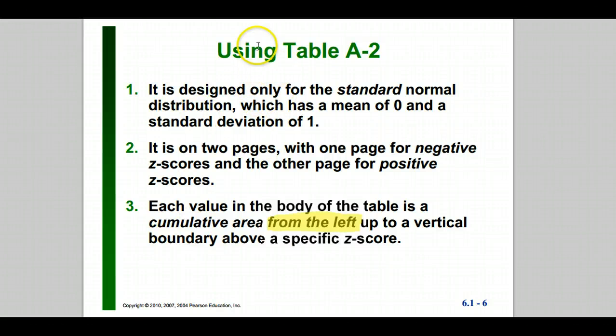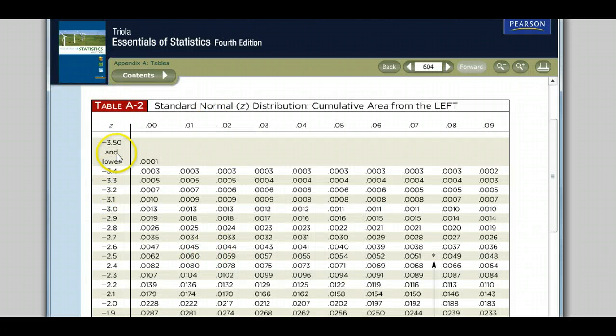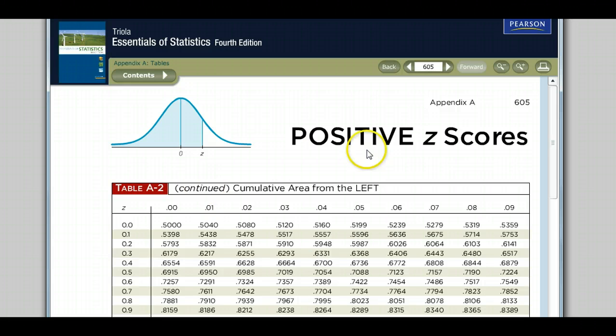Alright, we start with table A2. So it's designed for only the standard normal distribution. Okay, so we have to have a mean of 0 and standard deviation of 1 to use it. Okay, and again, it's on 2 pages in our book. We start with the negative Z-scores, and then we have the positive Z-scores. Alright, so this is the first page, the negative Z-scores, and then if you click next, there's the positive Z-scores on the next page.